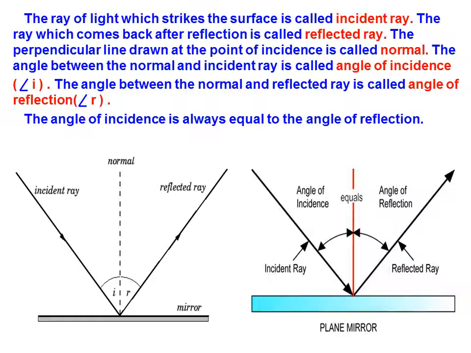That means angle R. The angle of incidence is always equal to the angle of reflection in the case of a plane mirror. But if the mirror is not plane, these angles may not be equal; the angle of incidence and the angle of reflection may differ.